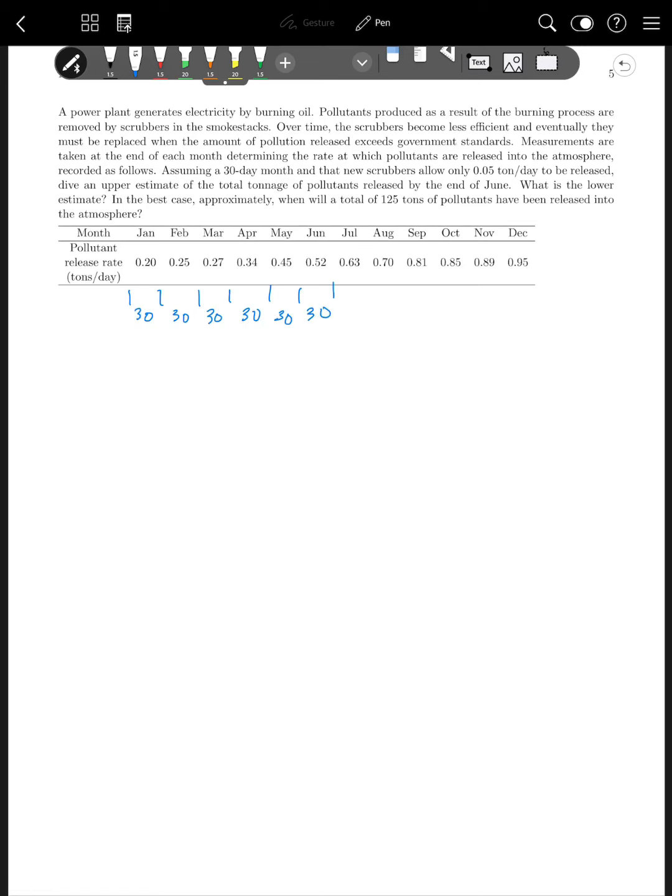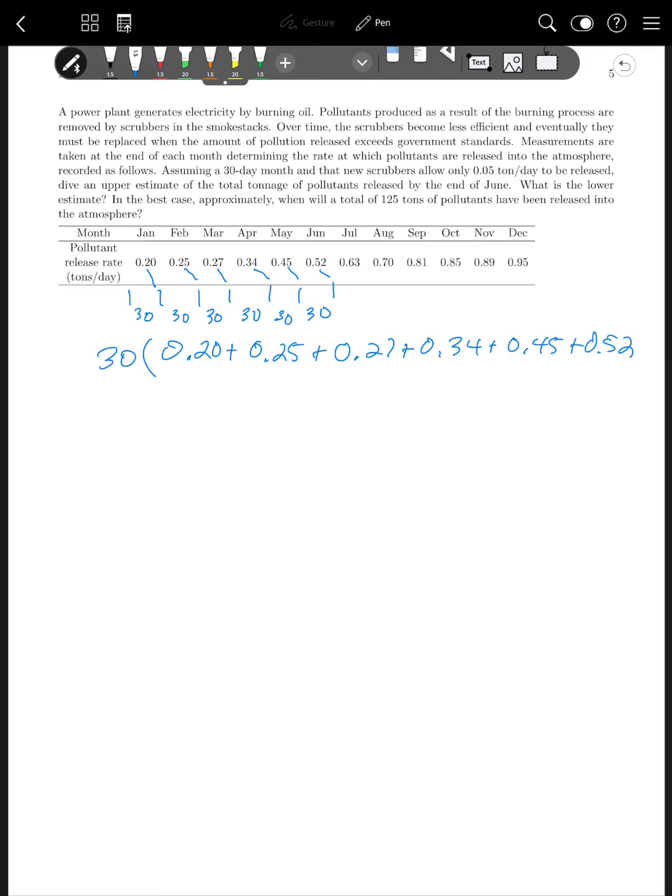We have a width for each. We subdivide the data into regions, in this case months, and we gave each month a number of days. So they're saying assume a 30-day month. Okay, so we're going to say the width of each one of these is 30. And then to get the total, we either use the value from the beginning of the time interval or the end. Now all these values come from the end of the month, so they each pair up with this interval.